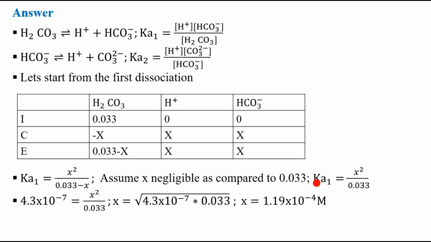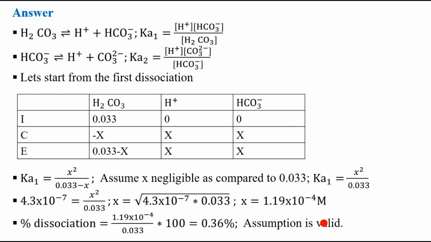So in this case, you can calculate X. X squared equals Ka1 times 0.033, so X is equal to the square root of Ka1 times 0.033. Then we get X is equal to 1.19 times 10 power negative 4 molar. After getting X, you calculate the percentage dissociation. X is the hydrogen dissociated from the first dissociation. We take the amount dissociated, divide by the initial amount, times 100, and we get 0.36% as the percentage dissociation. So the assumption is valid because the percentage dissociation is less than 5%.